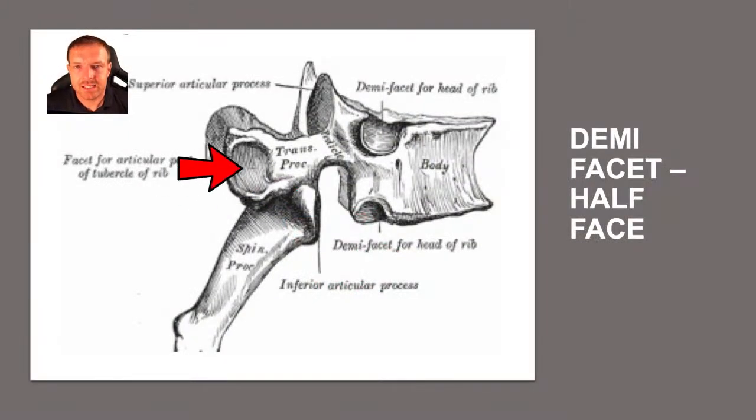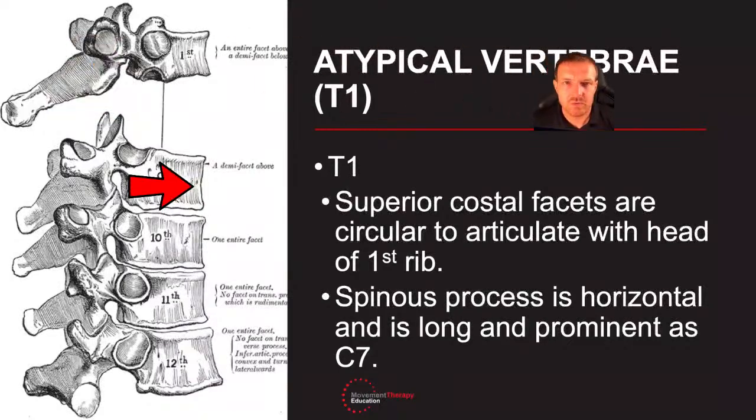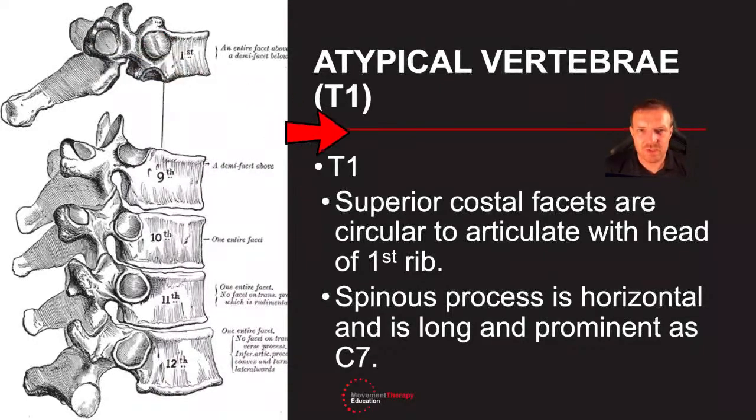Let's have a look at some atypical ones, and we're going to focus on each one at a time. T1 is this one at the top here. The superior costal facets are circular and they articulate with the head of the first rib. We'll have a look at that in a second. But if you have a look here, that facet joint is circular, so it's complete, whereas this one is demi. So the attachment of the first rib on that thoracic vertebra is different to some of the others below it. We call that an atypical vertebra, so it's not typical.